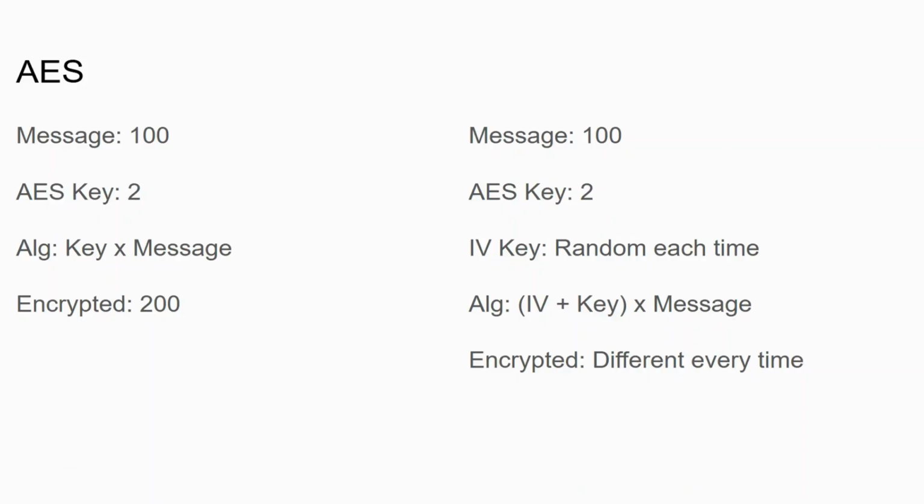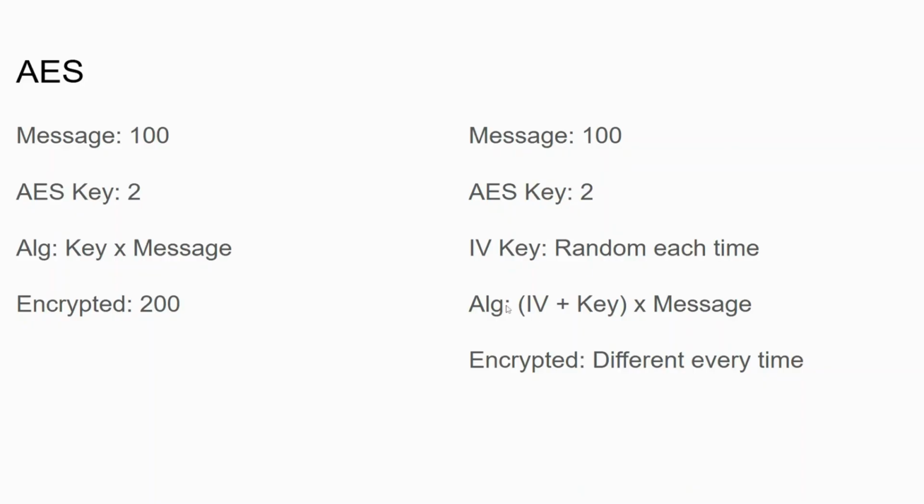It's not safe. With this pattern, they could determine both your biometric template and the key. So the second part to AES is the IV key, or the initialization vector key. What this does is it adds a new piece to the algorithm. Our message will stay the same, 100. Our key will also stay the same as 2. But the IV key, each time a user passes information, will be random each time.